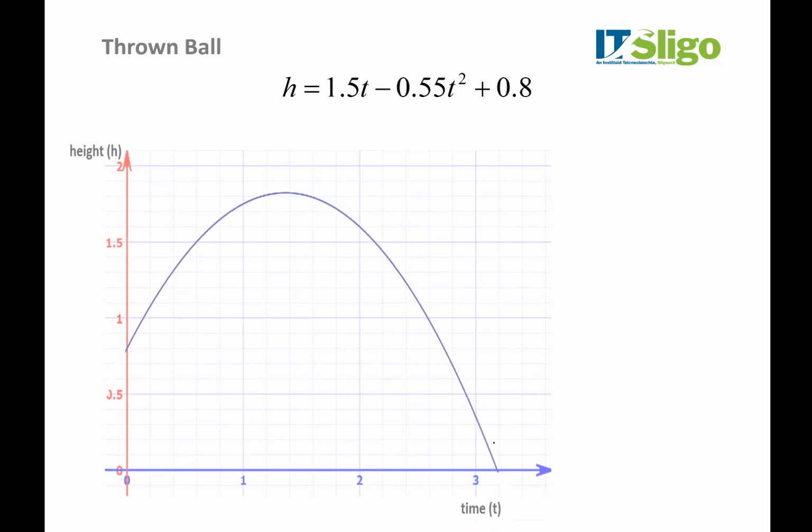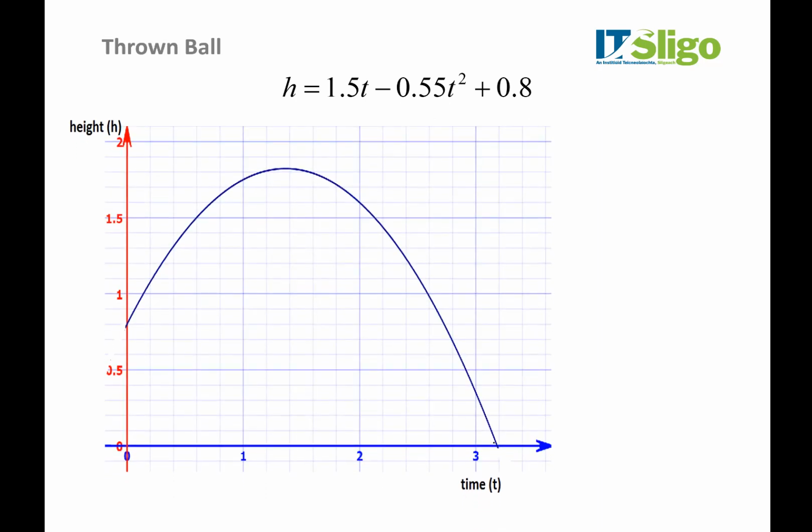So we'll take a look. First thing, we draw the graph, so that was part A. What's the height at 0.5 seconds? So here's 0.5. We go up to the graph, and then we can read it off the graph.